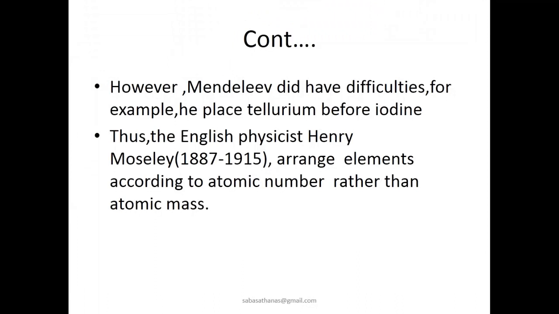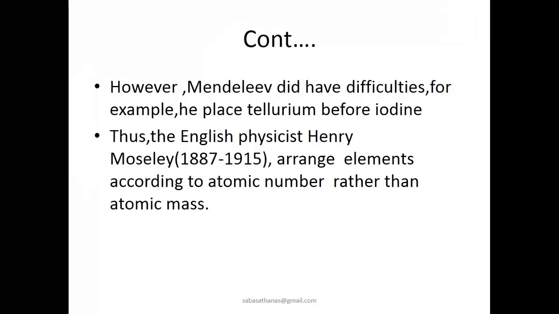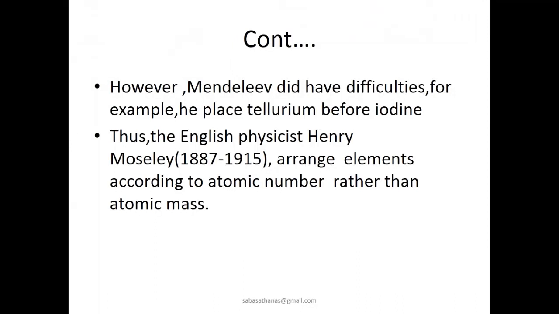Thus the English physicist Henry Moseley arranged elements according to atomic number. Na uzuri wa bwana Mendeleev, yeye kipindi kile aliweza kuachia magepu. Yale magepu yalikuwa yanasaidia kuonyesha kwamba kuna baadhi ya elements zilikuwa bado zinaendelea kugundulika. Kwa hiyo katika period yake ikaonyesha kwamba kuna magepu.